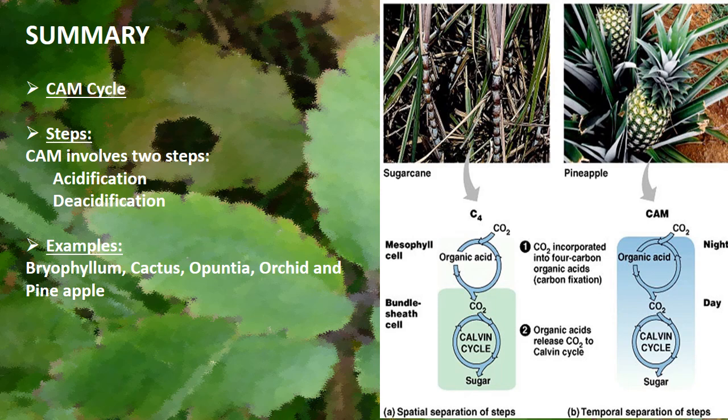Next, we have seen the steps involved in the CAM cycle. The CAM cycle involves two steps, acidification and deacidification. Acidification occurs during night time and deacidification occurs during daytime. And we have seen some examples where this CAM pathway takes place. The plants where this CAM pathway takes place are called CAM plants. Some of the CAM plants are bryophyllum, cactus, opuntia, orchid and pineapple. So this is all about the CAM cycle.